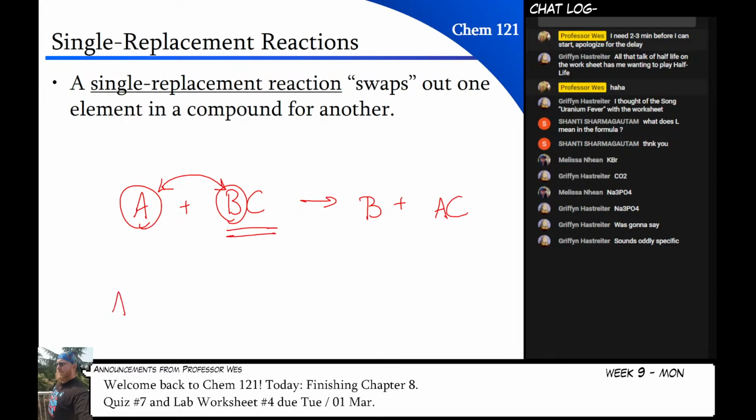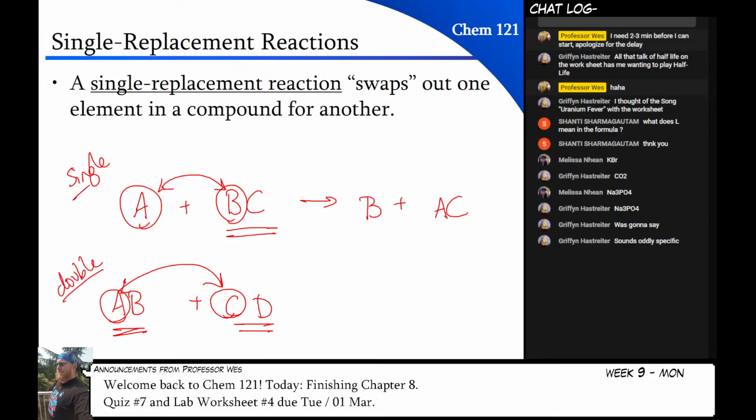Now, a double replacement would be something like this, where I do the swap again, but now I have swapped in 2 compounds. So this one's single, and this one's double. And so the result of this would be... Oops, that's not right. The result of this reaction would be that.